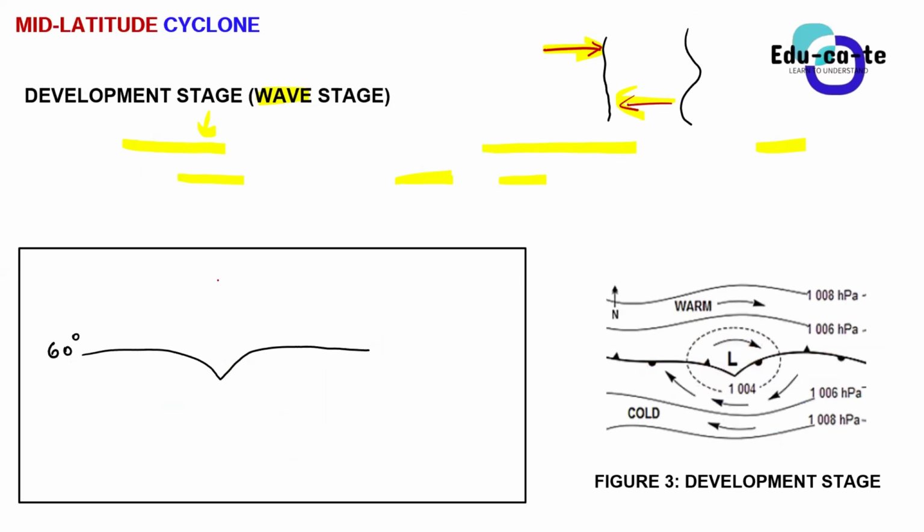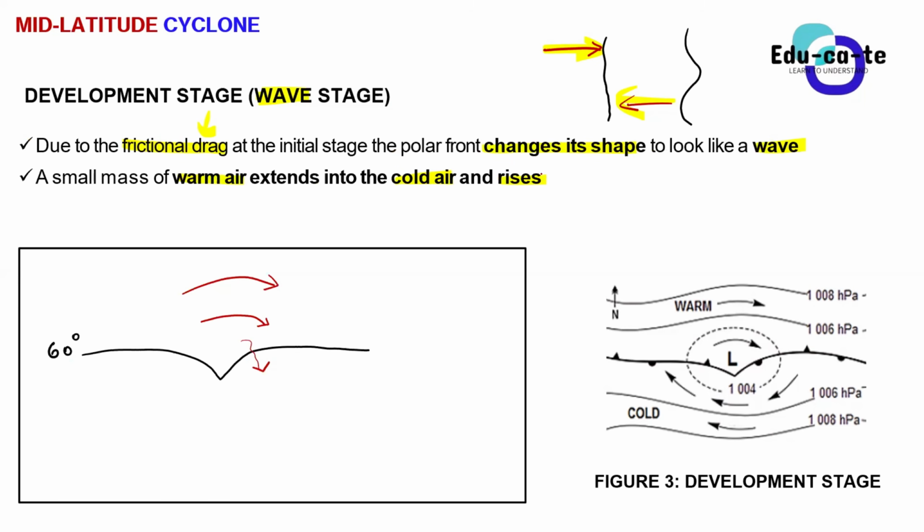Remember there is warm air here, right? Remember this side we're having the warm westerlies. So a small mass of warm air will just extend into the cold air. And when it extends into the cold air, it will rise.